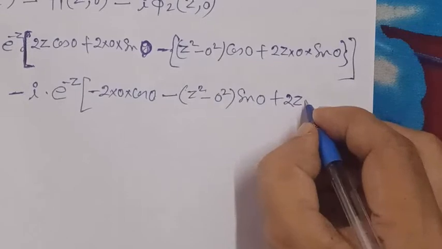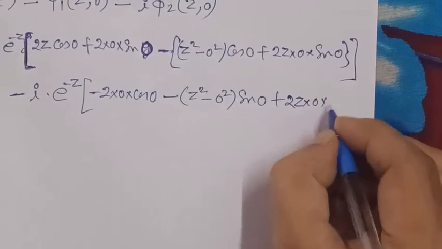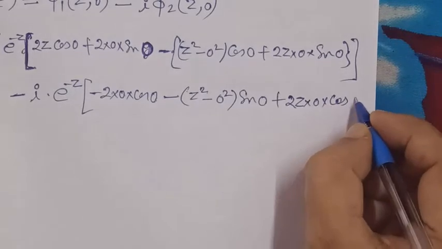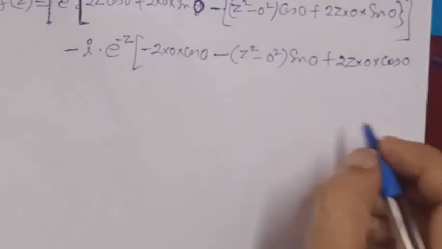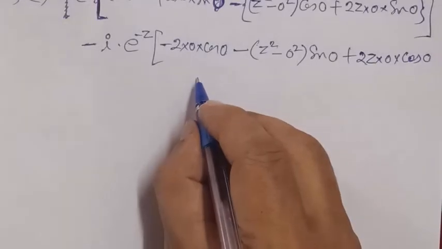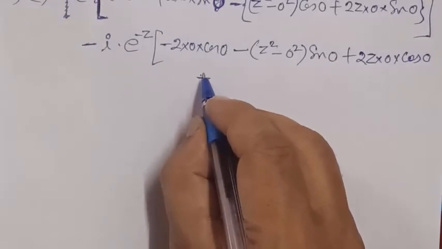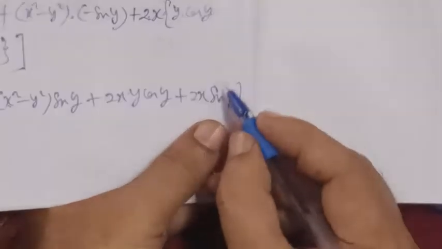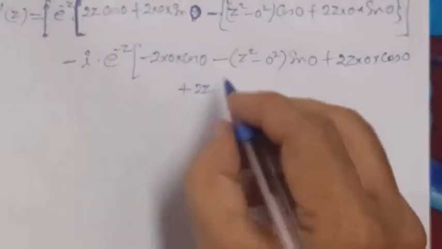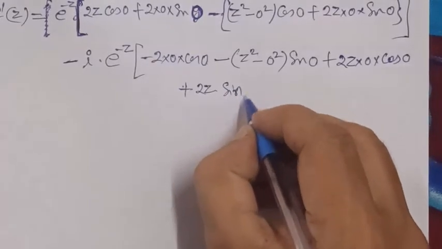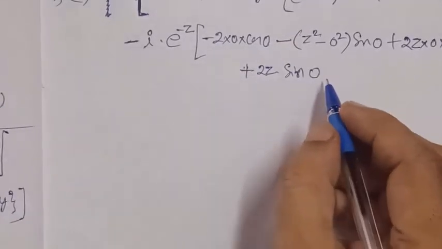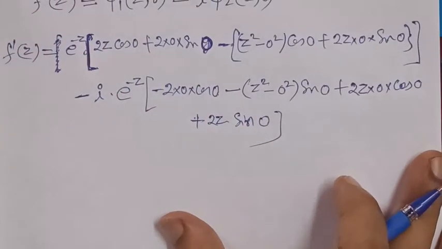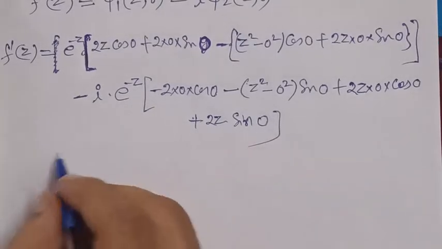I write it in detail because I consider your problem. I write now this value 2z into sin y, means 0, sin 0. Close bracket and solve this value. After solving this, we can find the value of f(z).